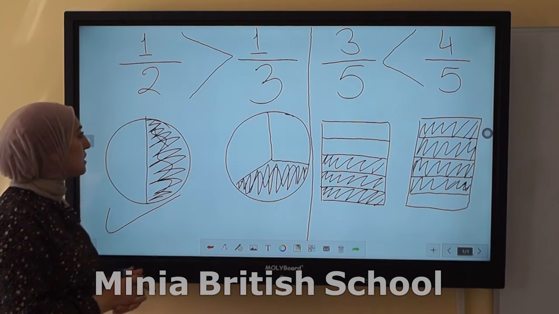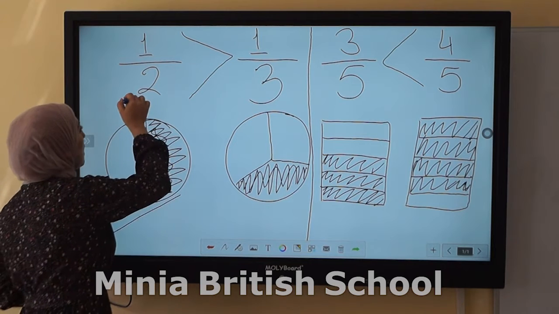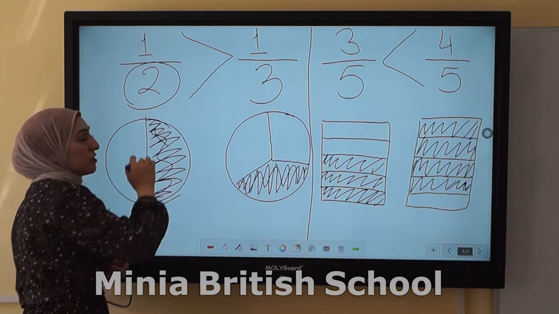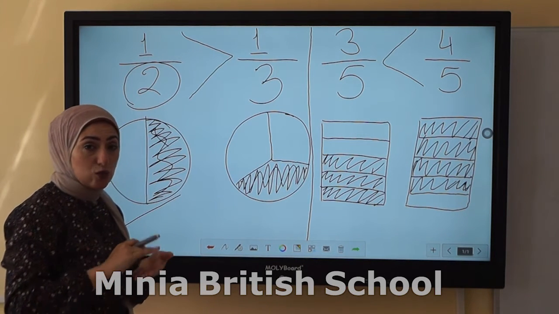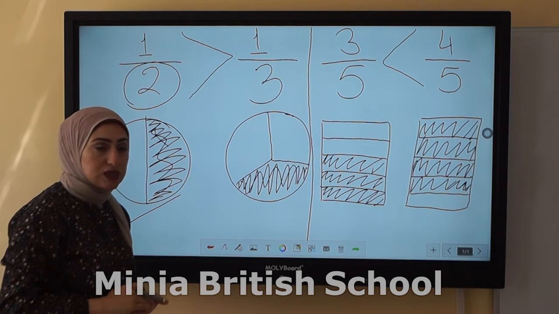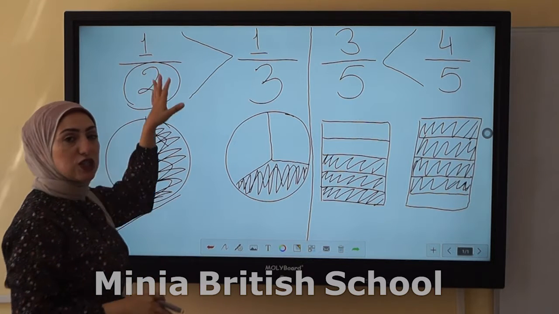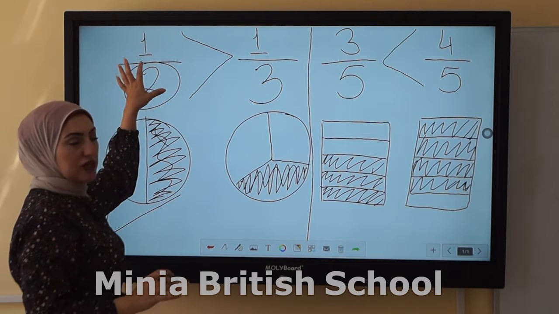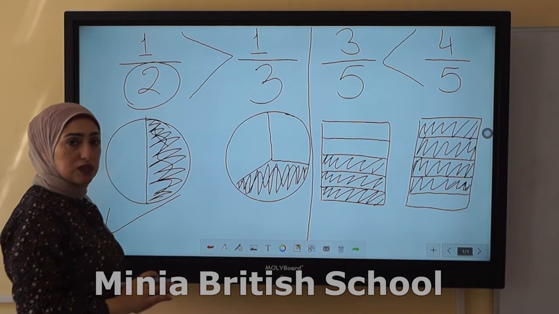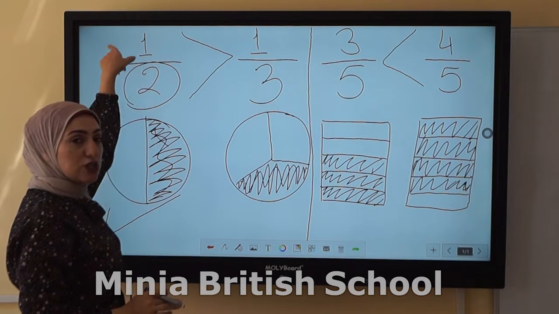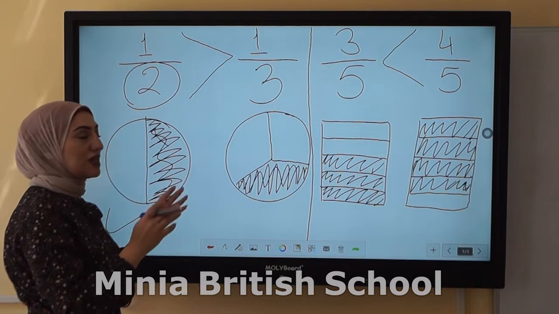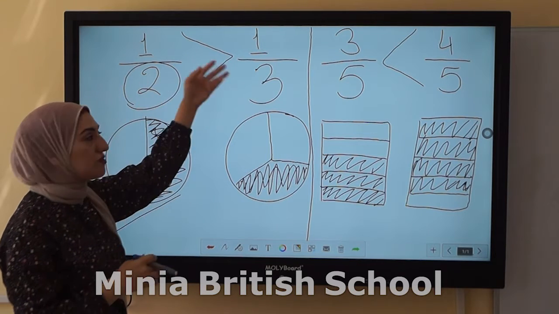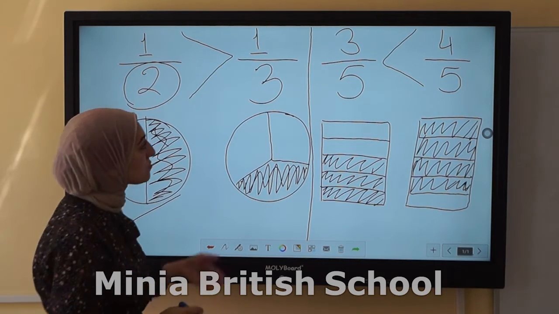Denominators are different. So, if the denominator is the smallest, that means this fraction is the greatest one. Again, if the denominator is smallest, that means the whole fraction is greater than the other one, okay?